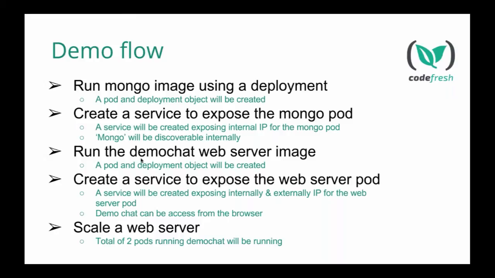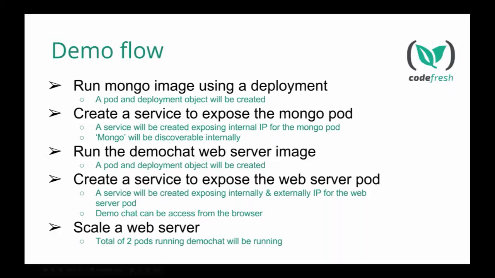After that, we will be running the DemoChat web server image. In this very same way, a deployment and a pod will be created. In this case, we will expose the service of the DemoChat externally, not only internally. We're going to see how the application is running, and then we're going to try and see how we can easily scale the number of pods for the web server.